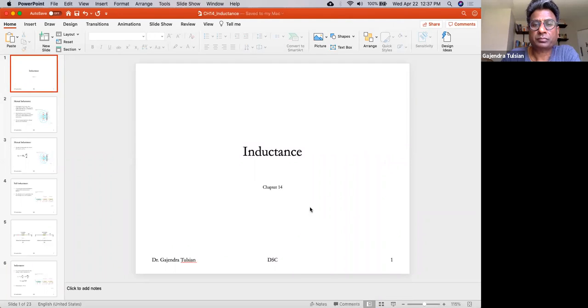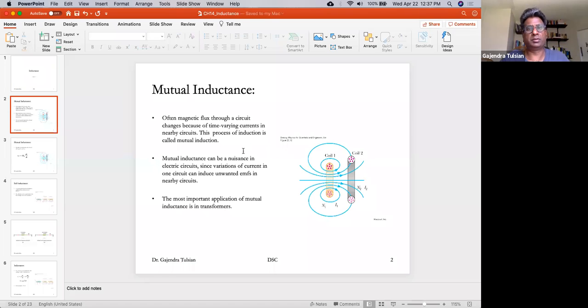Now let's go through the slides. So the chapter is inductance. What this is showing you is, here's coil 1, and there's a current passing through this coil 1, and if the current changes in this coil, it will induce a current in this secondary coil. So often magnetic flux through a circuit changes because of time varying currents in nearby circuits. So the magnetic flux in this circuit changes because of time varying currents in this circuit.